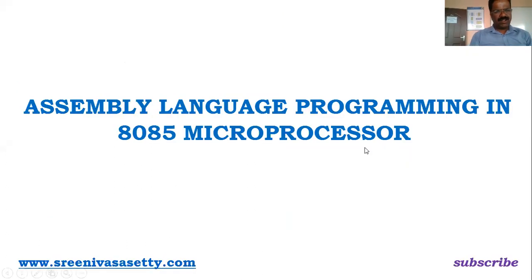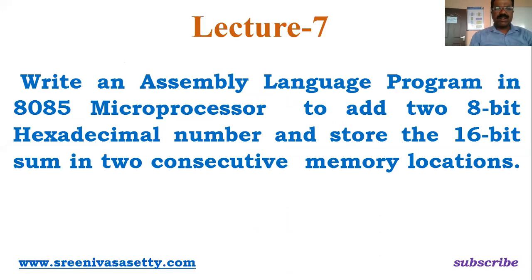Welcome to this video lecture on assembly language programming in the 8085 microprocessor. In this lecture, I'm going to explain how to add two 8-bit hexadecimal numbers and store the 16-bit sum in two consecutive memory locations. This is the problem statement: write an assembly language program in 8085 microprocessor to add two 8-bit hexadecimal numbers and store the 16-bit sum in two consecutive memory locations. First I'm going to explain the program, then I'm going to give a demo.